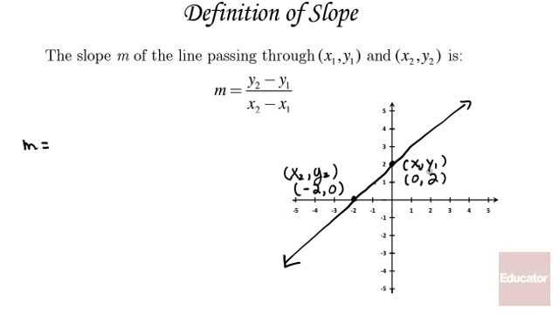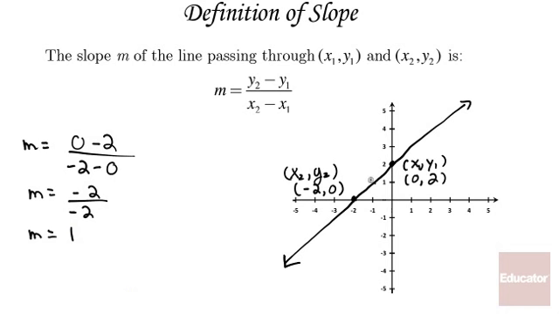Now, my y2 value is 0, and I'm going to subtract my y1 value from that, which is 2. The x2 value is negative 2. My x1 value is 0, so minus 0. So here the slope equals negative 2 over negative 2, or 1. So I could have used any 2 points in this line and found the difference between those x and y coordinates, the change in y over the change in x.